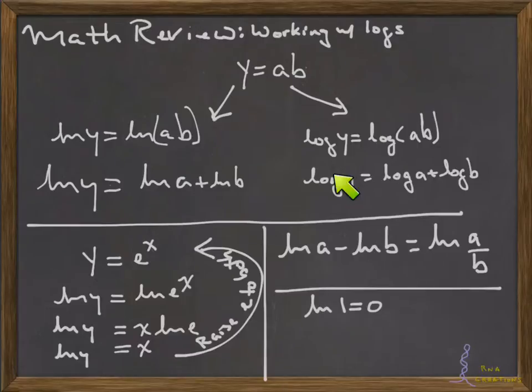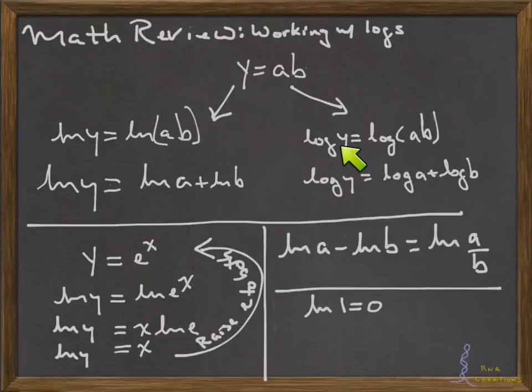So let's say we have a simple relationship, y equals the product of a and b, and we want to apply a logarithm operation. We have to do it to both sides, so I can either take the natural log of both sides or the log base 10 of both sides. And so the natural log of y is then the natural log of the product AB, but then that can be simplified using the basic rules of logarithms into the natural log of A plus the natural log of B.